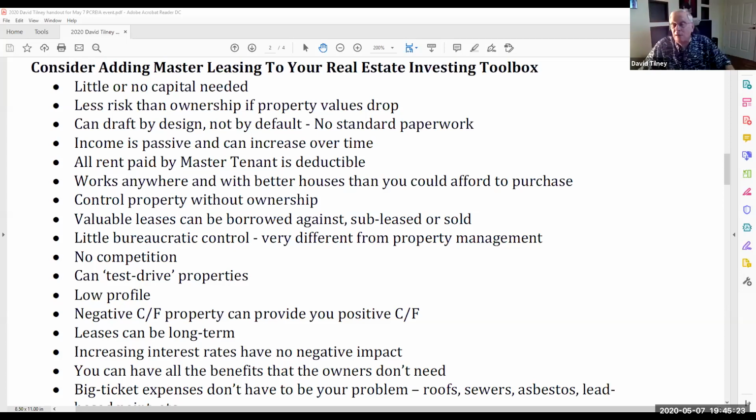Anyway, I like passive income. You can shelter it to a much better degree than you can portfolio income, which is note income. All rent paid by the master tenant is deductible. I already covered that. It works anywhere, with better houses than you can afford to purchase.